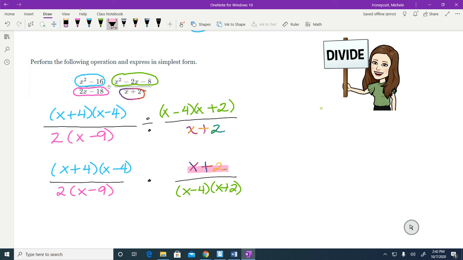X plus 2 has a common factor with x plus 2. There's an x minus 4 and another x minus 4. I don't see anything else. So it looks like this totally simplifies to x plus 4 over 2 times x minus 9. And that is how you divide rational expressions.